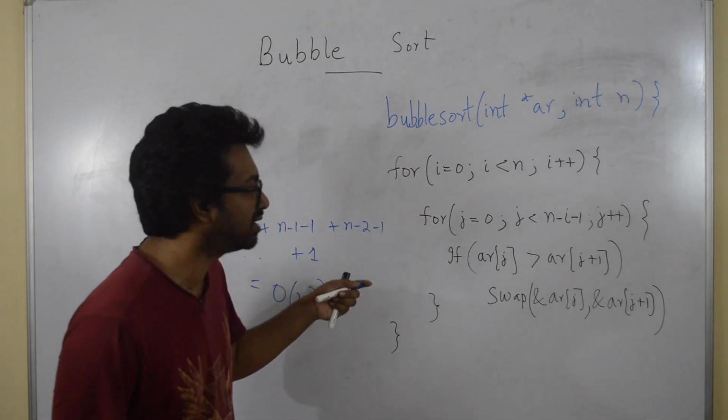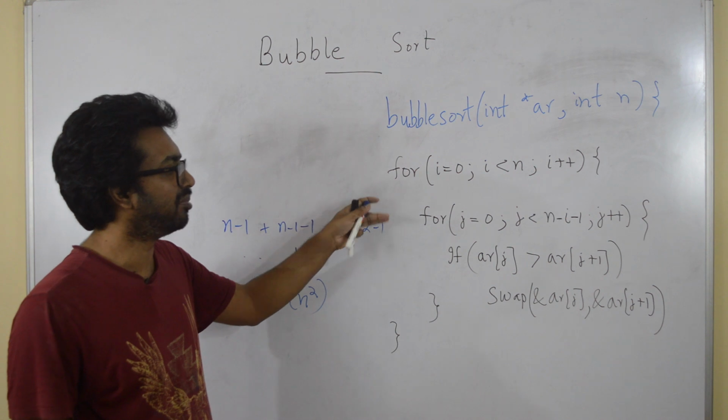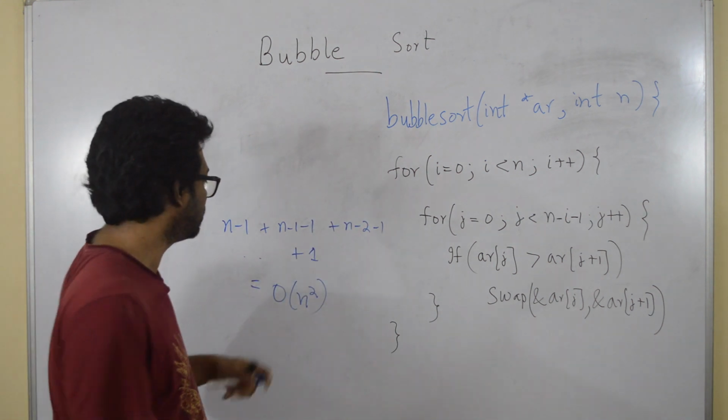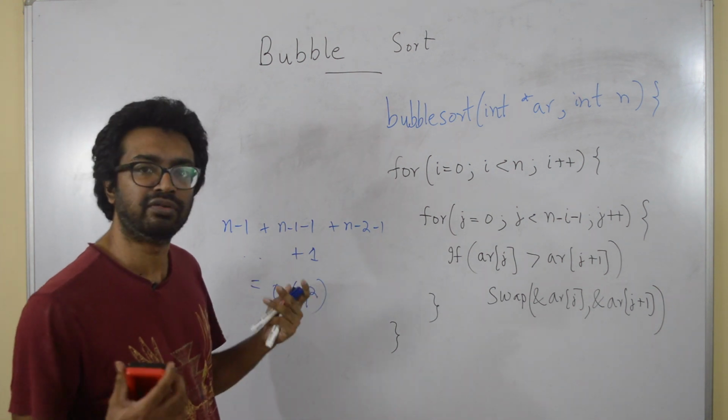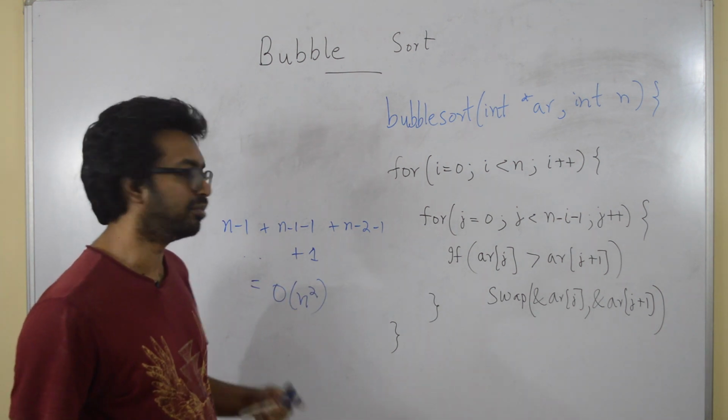In the best case scenario, this implementation is going to take O of n squared, and let's look at one case where it's taking O of n squared and it should not. We can improve on the bubble sort.